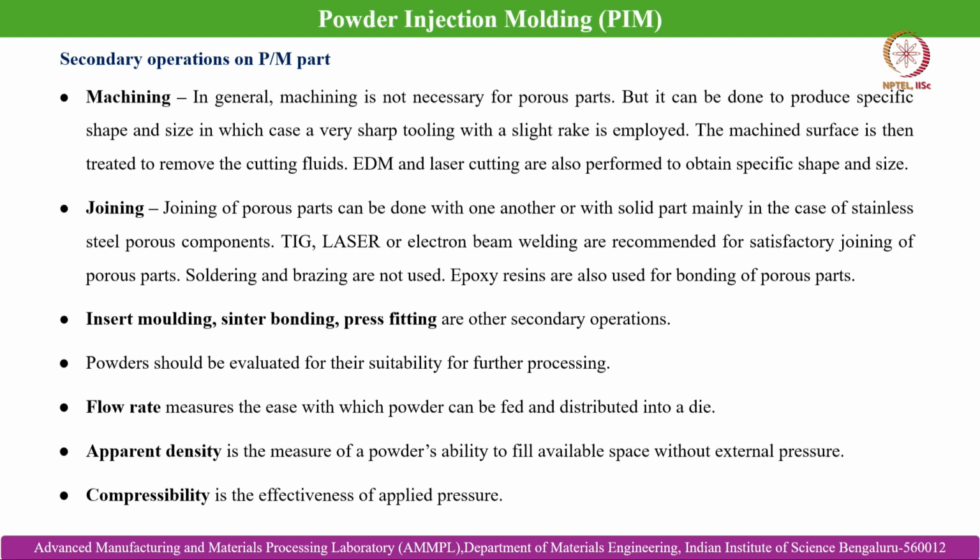Powder should be evaluated for their suitability for further processing. Flow rate measures the ease with which powder can be fed and distributed into a die. Apparent density is the measure of a powder's ability to fill available space without external pressure, and compressibility is the effectiveness of applied pressure.